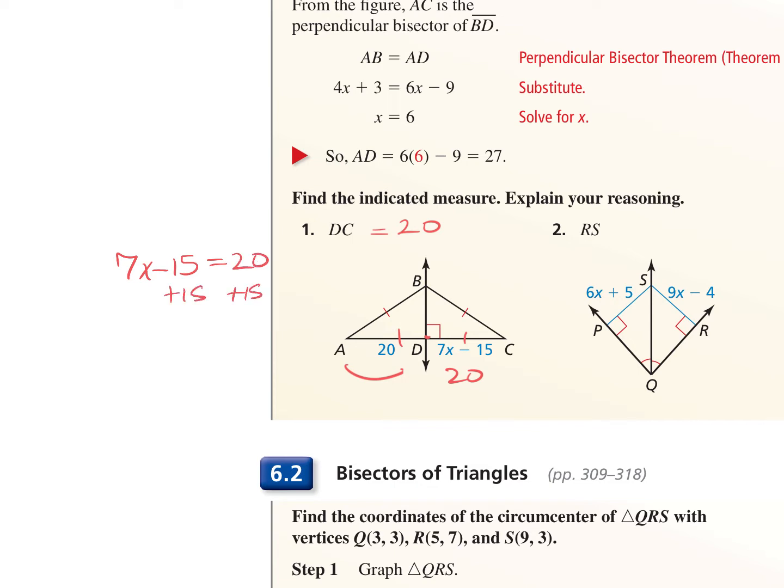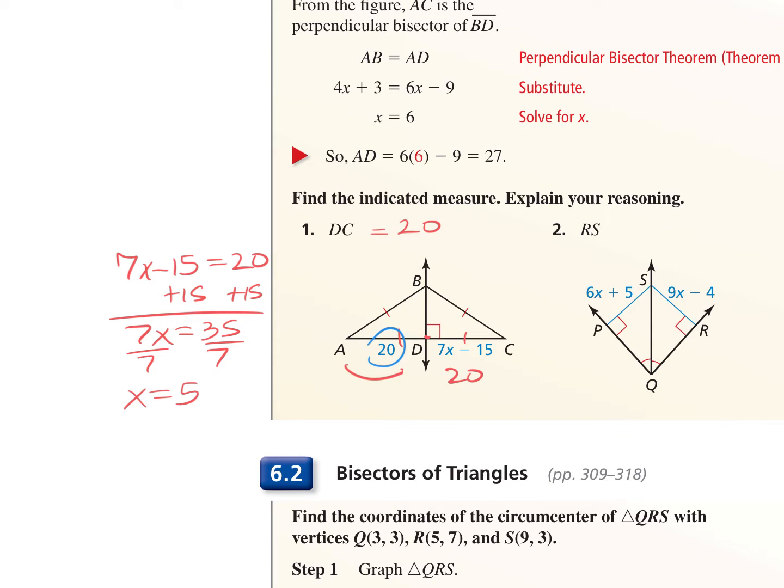Add the 15. 7x equals 35. Divide. And then x equals 5. So if it asked for x, that's what you would have done. But if it just wanted that measure, we didn't have to do anything because they had already given it to us right here.